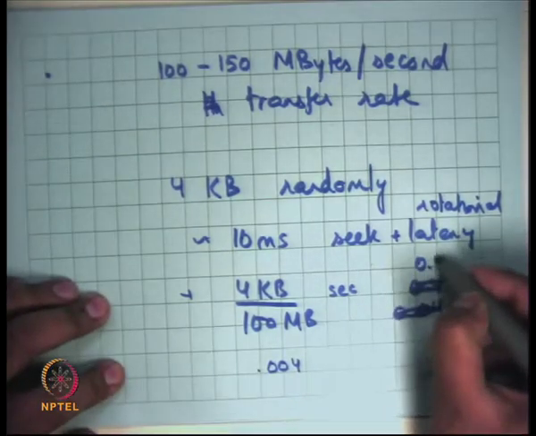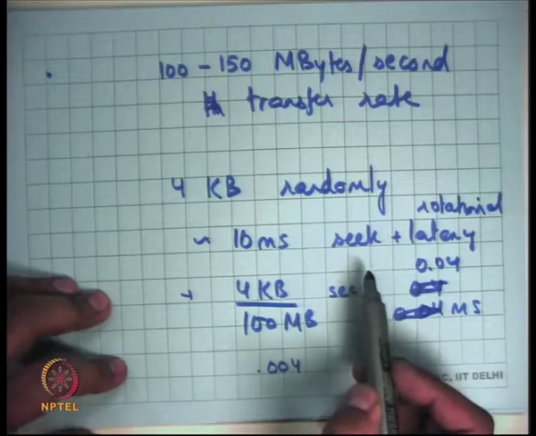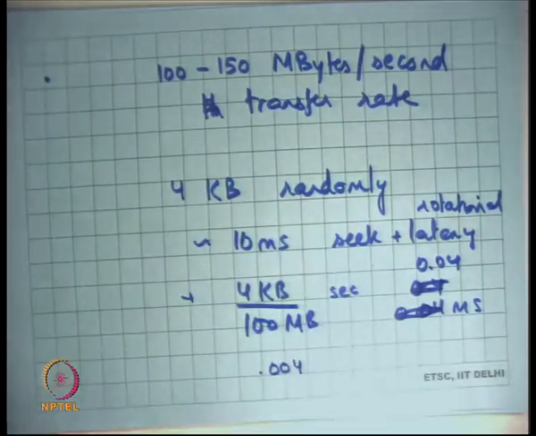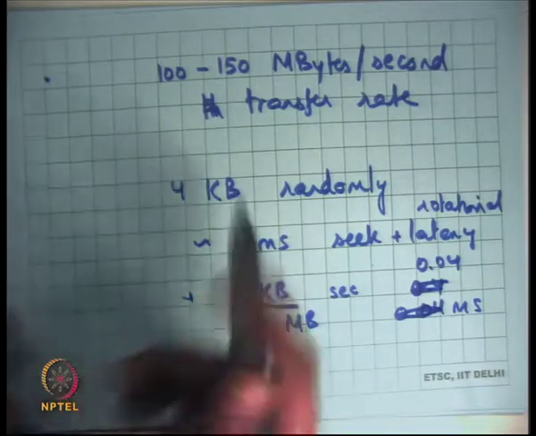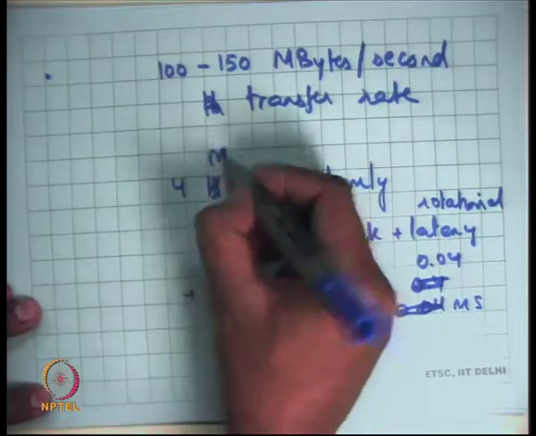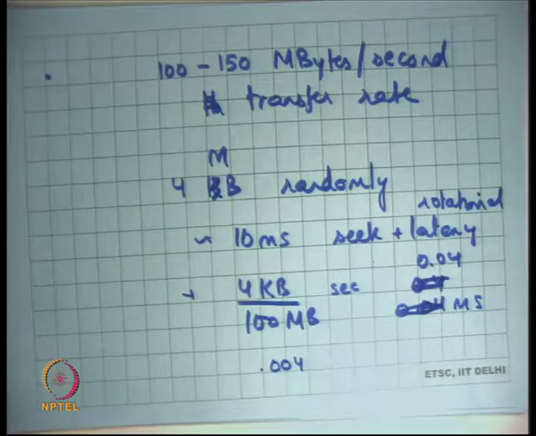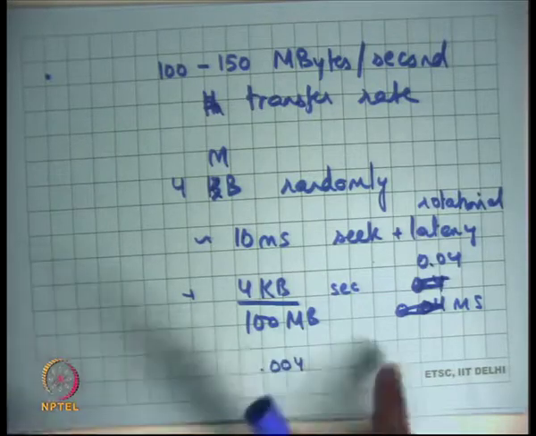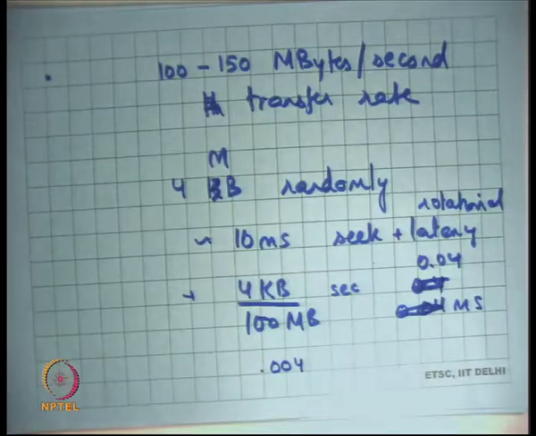It's 0.04 milliseconds. So as you can see, a random 4 kilobyte read is highly dominated by the seek and rotational latency. On the other hand, if you read, let's say, 4 MB of data, then you're basically amortizing the seek and latency over a much larger chunk of data, and the transfer time becomes relatively more significant.